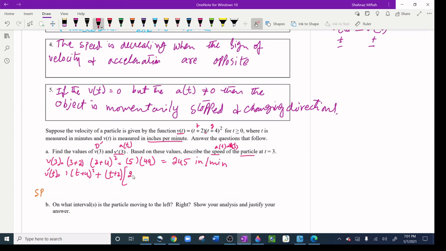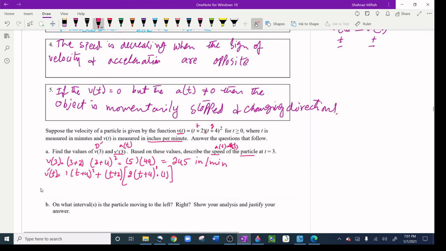2 jumps to the front, keep the inside as it is, which is t plus 4. 2 subtract 1 is 1, times the derivative of the inside, which is 1. And that's my chain rule. So this is what we got here.